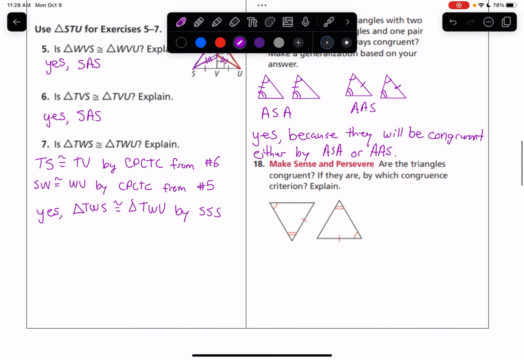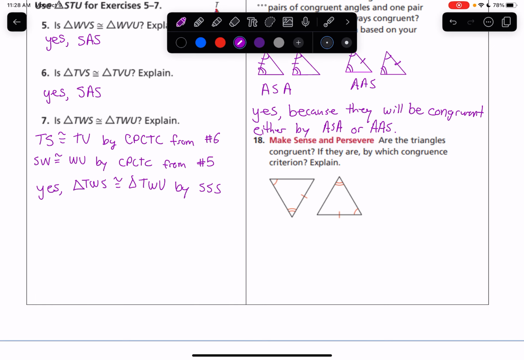Number 18, are these triangles congruent? Explain by which congruence criterion. So I'm looking at the order these are going, and I see that there's one arc, and then two arcs, and then the side length right next to it. Here I see two arcs, and then one arc, and then the side length right next to it. These are not congruent, because those angles that are lined up are not corresponding. The one arc angle corresponds with the two arc angle, and that doesn't work.